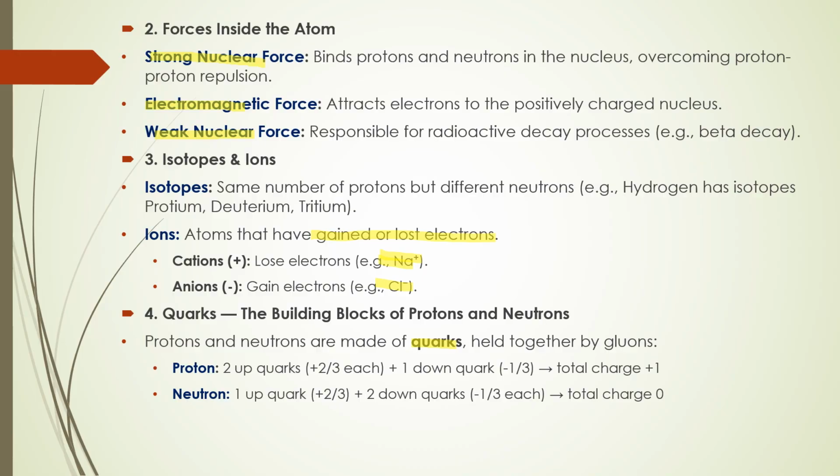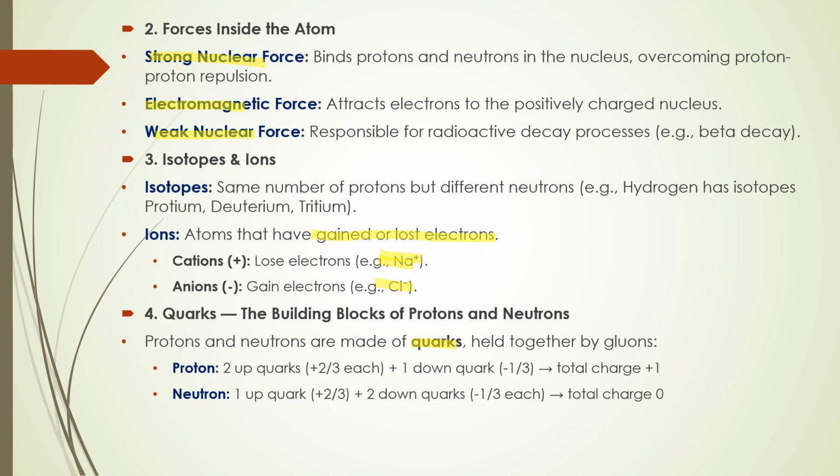Each level holds a maximum number of electrons. The maximum electrons per shell is 2n². The formula is 2n². For example, the shell n is 1, so 2 times 1 squared, so maximum 2 electrons. Now, for example, let's say the second shell. So 2 times 2 squared, which is 4 times 2, which is equal to 8. So the second shell can hold a maximum of 8 electrons. And the same for the other one, 2 times 3 squared, which is equal to 18.